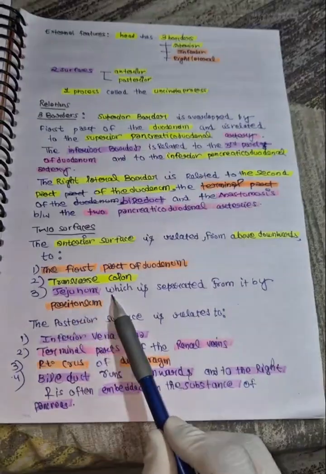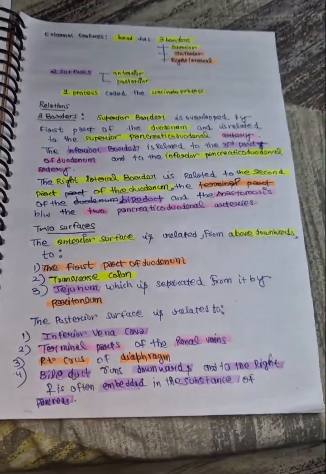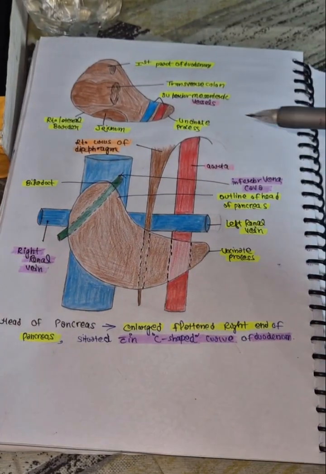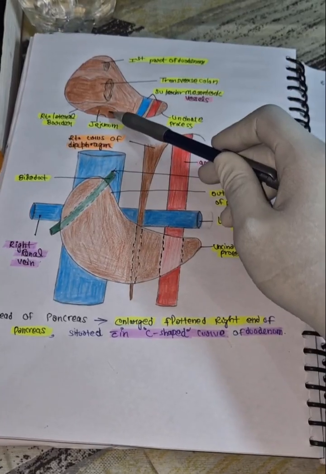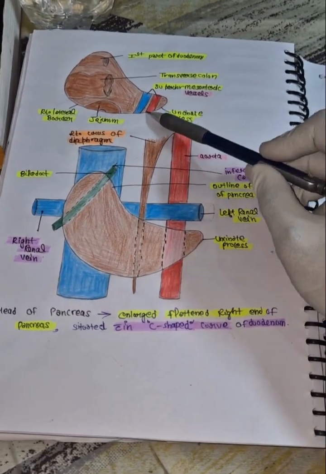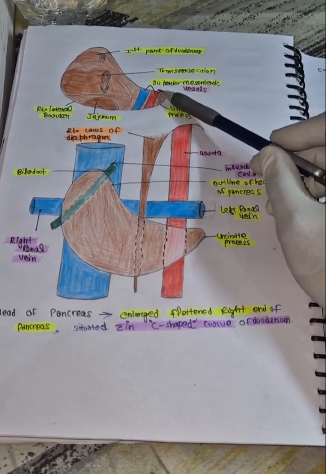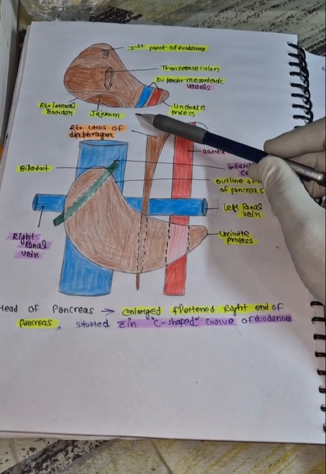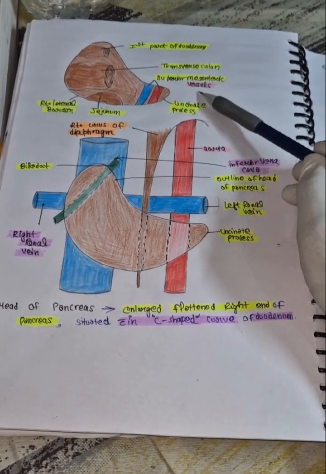Now the jejunum, which is separated from it by the peritoneum. This is the jejunum. Now this uncinate process is related to the superior mesenteric vessels.